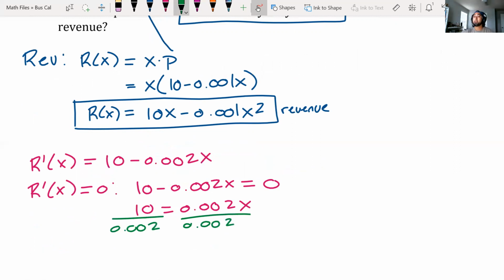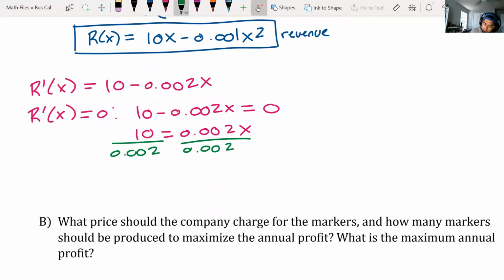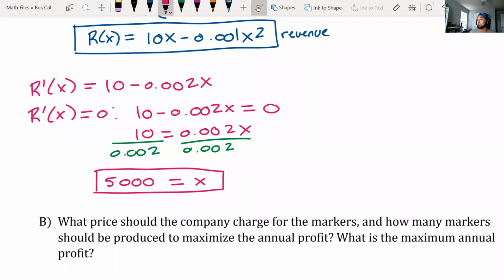All right, and 10,000 over 0.002, assuming that is 5,000. All right, so we have our first answer. We get 5,000 equal to x. Well, remember in this problem, we are creating markers. So it's asking us how many markers should we produce in order to maximize revenue. So this is the first answer. We need to produce 5,000 markers.